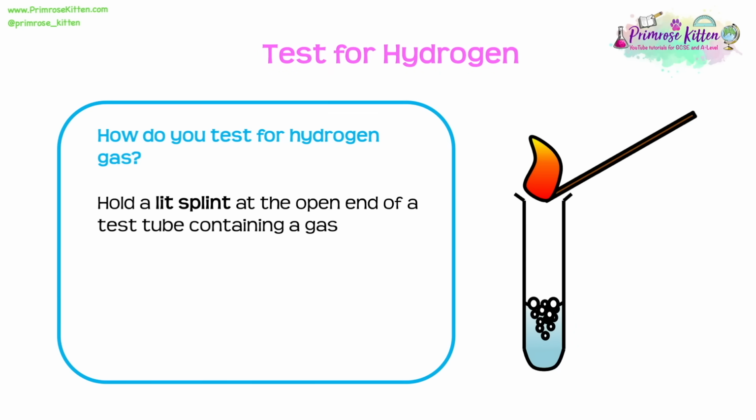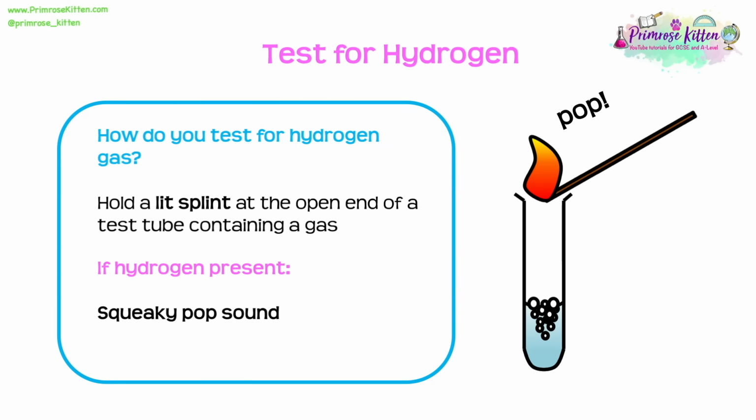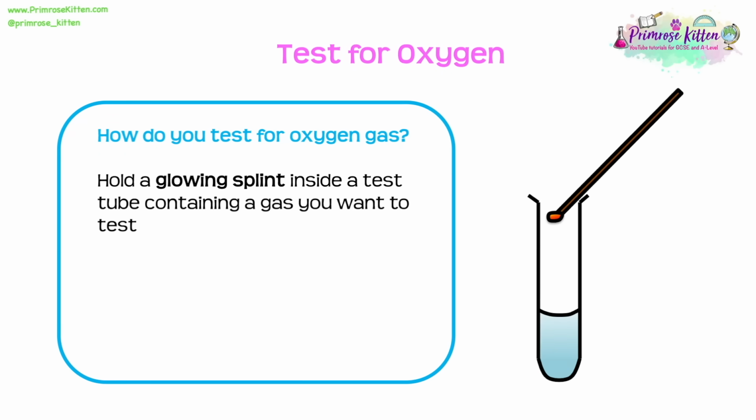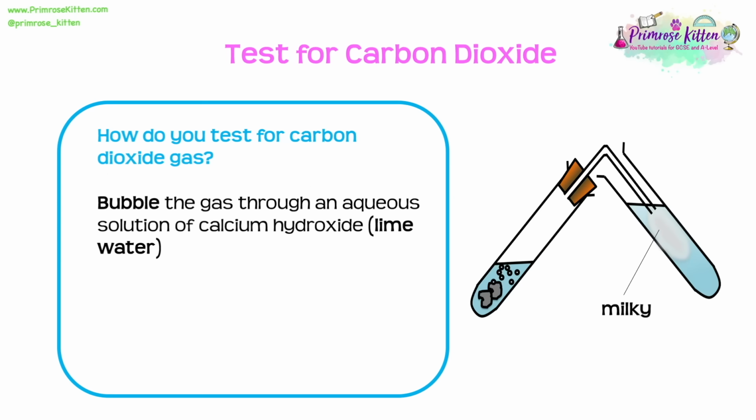If we ever need to test for hydrogen gas, we want to hold a lit splint at the open end of a test tube containing that gas, and if hydrogen's present, we will hear a squeaky pop sound. To test for oxygen gas, we want to hold a glowing splint inside a test tube containing a gas you want to test. Now by glowing splint, we mean that it was lit, but then we blew it out and it's still glowing. Now if oxygen is present, then that glowing splint will relight.